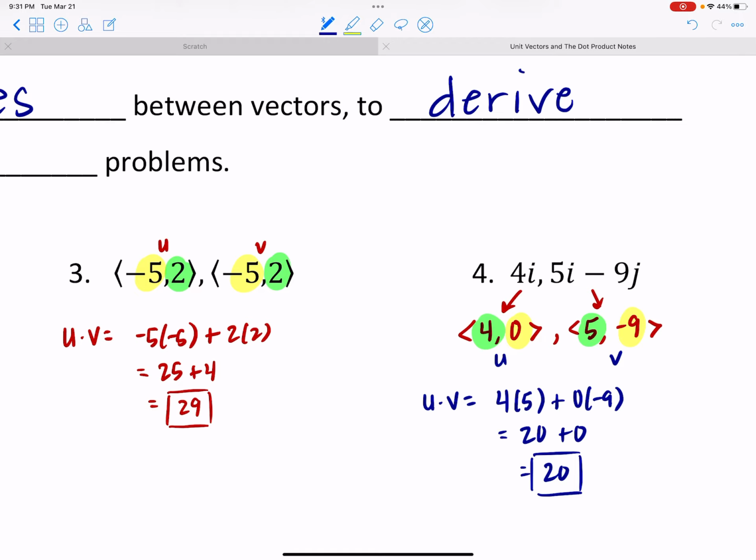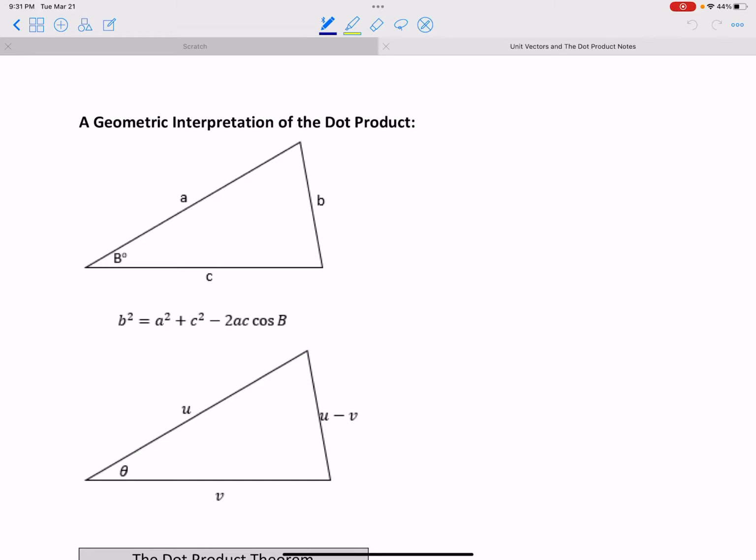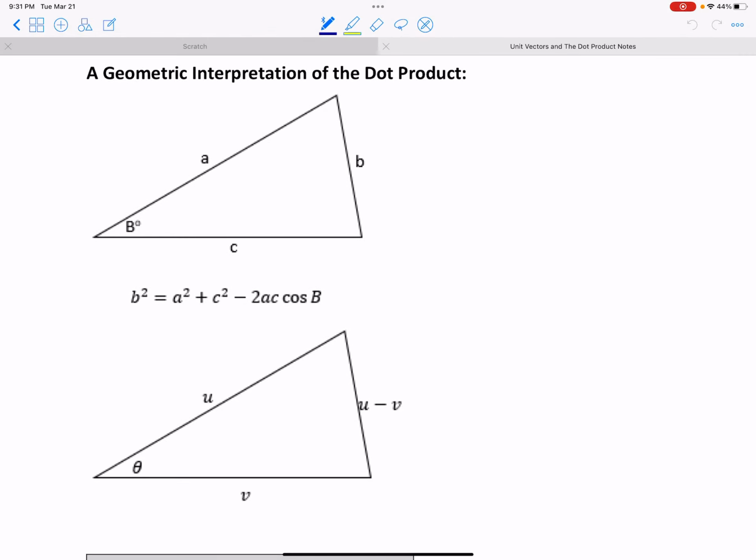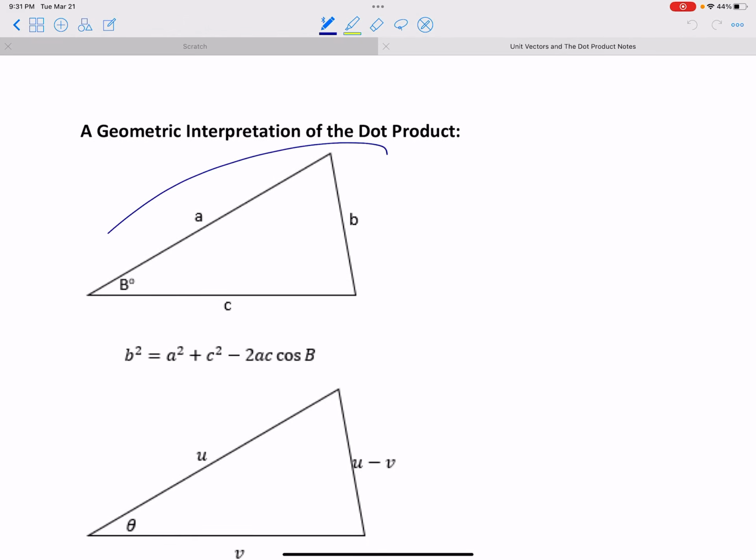Before I can show you how we can do that, I gotta connect this dot product and something we've talked about before, which is our law of cosines. So we're going to look at a geometric interpretation of the dot product. Now this hopefully is a picture that is looking familiar. If I wanted a formula to relate the three sides of an oblique triangle and some angle in that triangle, this version of the law of cosines would relate those pieces.